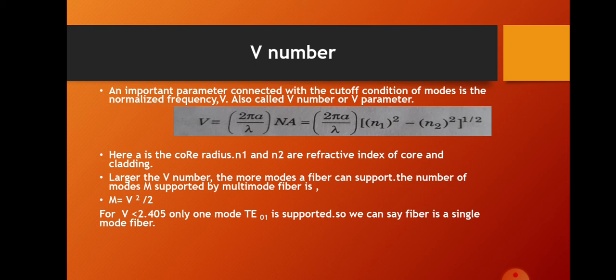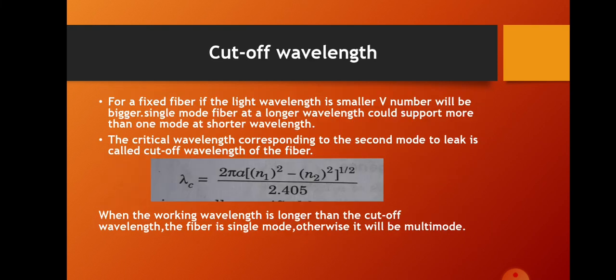Also, the number of modes supported by a multi-mode fiber is given by capital M, and it is related to the V number as M equal to V square divided by 2. That is, V number square divided by 2 is the number of modes. For V less than 2.405 only one mode is supported. That means the TE01 mode alone exists when V is less than 2.405, so we can say the fiber is a single mode fiber in that case. So that's all about V number.